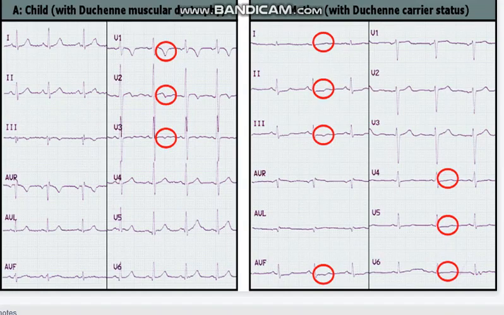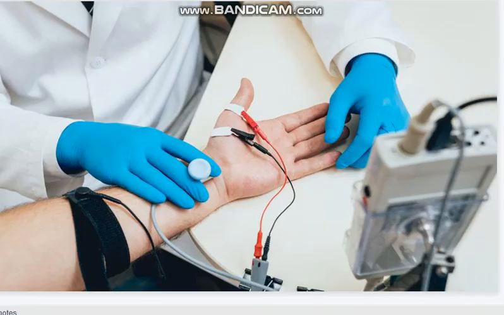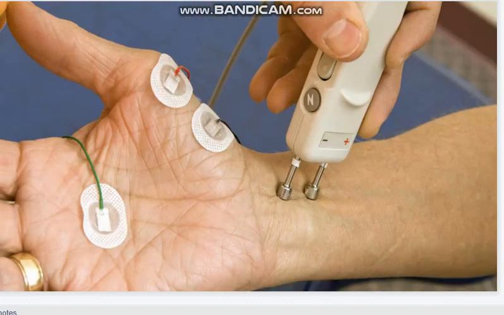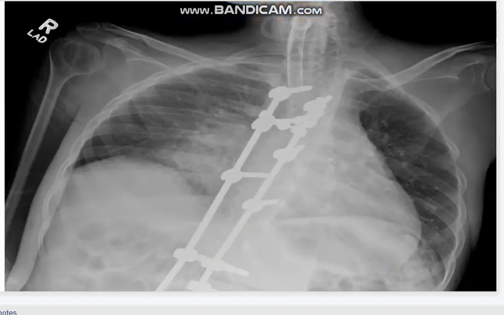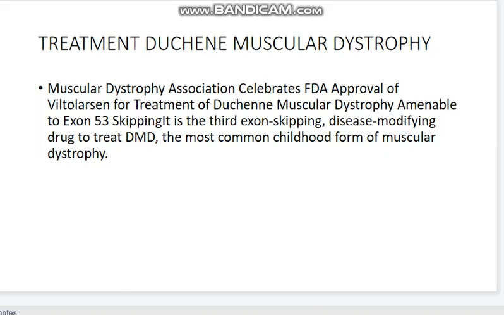So Duchenne muscular dystrophy is a progressive disorder. Nerve conduction tests and electromyography are done. Always, cardiomyopathy develops and leads to cardiac failure.